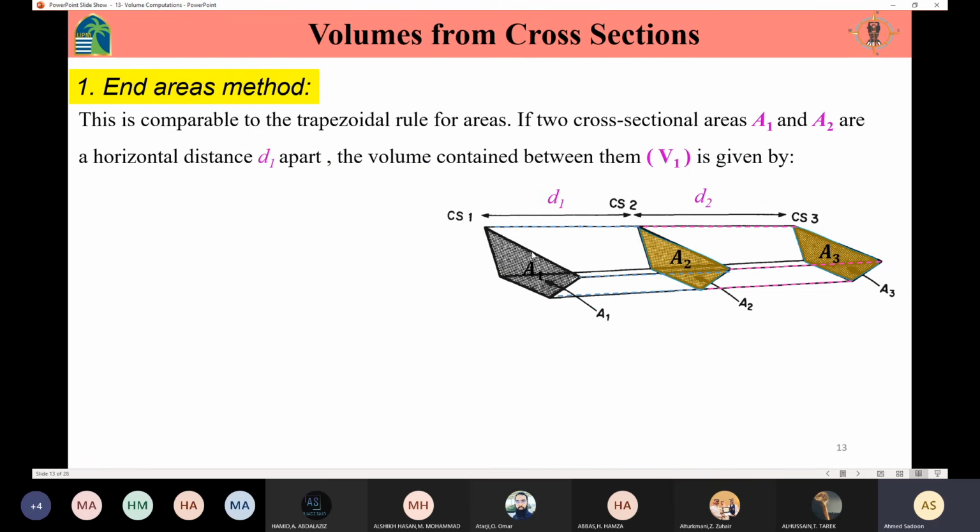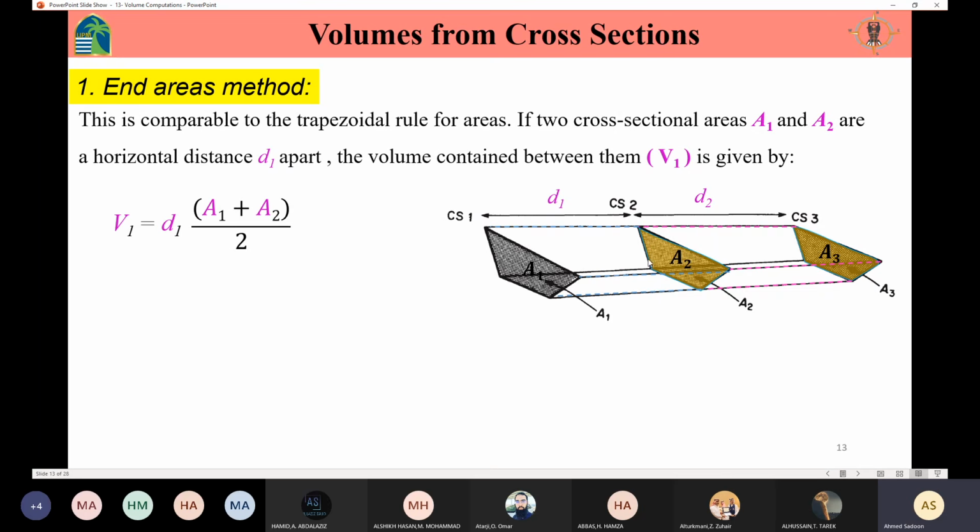Sometimes I'm going to have more than one end area. So in this example here we have A1, A2, and A3. Again, this method is comparable to the trapezoidal rule for areas. In order to do this, we are going to determine the area for this part and the area of that part, and then sum them together.